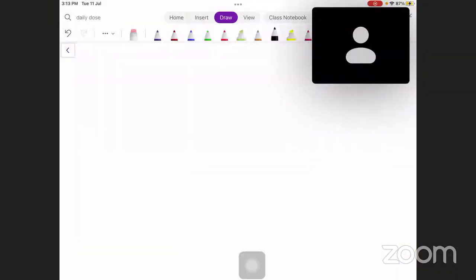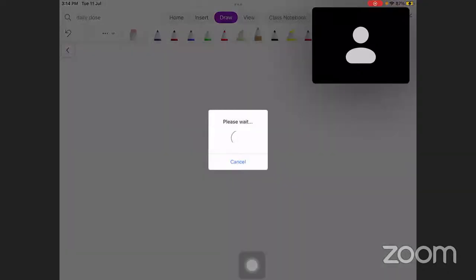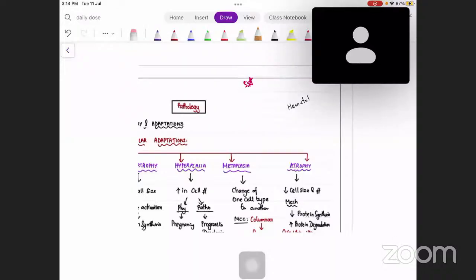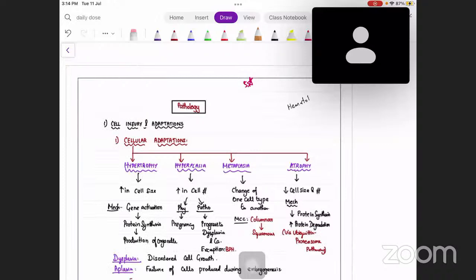Okay, so how are we going to do the pathology? We're gonna do the pathology in the, okay, 1 second. So I hope I'm audible now. If you could share my voice and see the screen properly, type yes on the chat box.